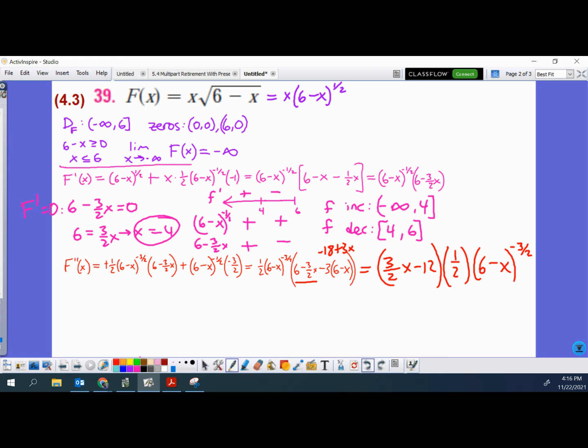All right. This means f has a relative max at x equals 4. I'm going to give the coordinates though. 4 comma, and we need to find it, right? So f of 4 is 4 times 6 minus 4 is 2, so 2 to the 1/2 power. 4 square roots of 2.